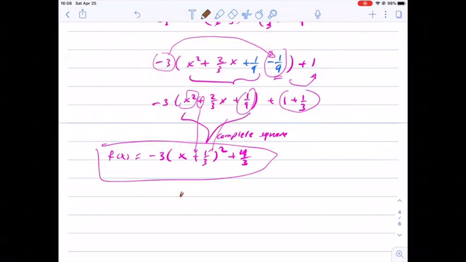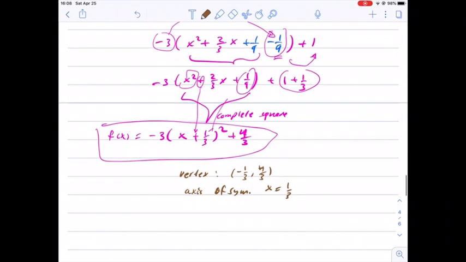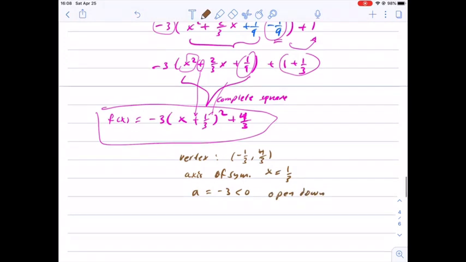For example, what is the vertex? The vertex is negative 1/3, 4/3, and we know that the axis of symmetry is x equals negative 1/3. And since a is equal to negative 3, which is less than 0, it opens down. And now we find the x-intercepts.